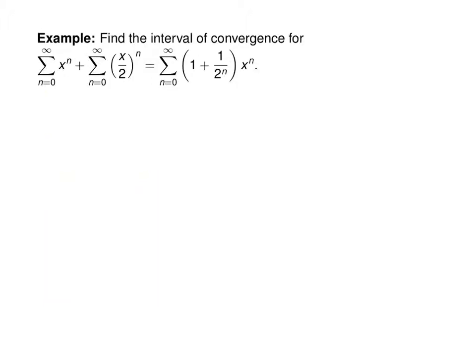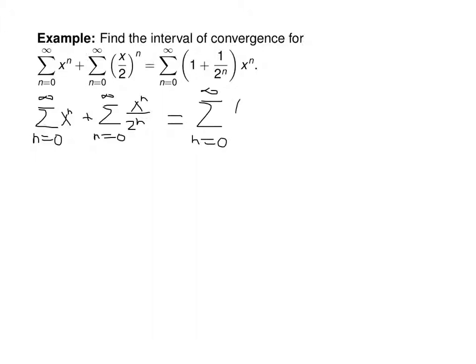So let's find the interval of convergence for this sum. So first of all, let's discuss how this whole factoring addition thing came about. So I have a sum from n equals 0 to infinity, x to the n, plus another sum from n equals 0 to infinity, x to the n over 2 to the n, which I then expressed as one sum, x to the n plus x to the n over 2 to the n, and then the x to the n was factored out.